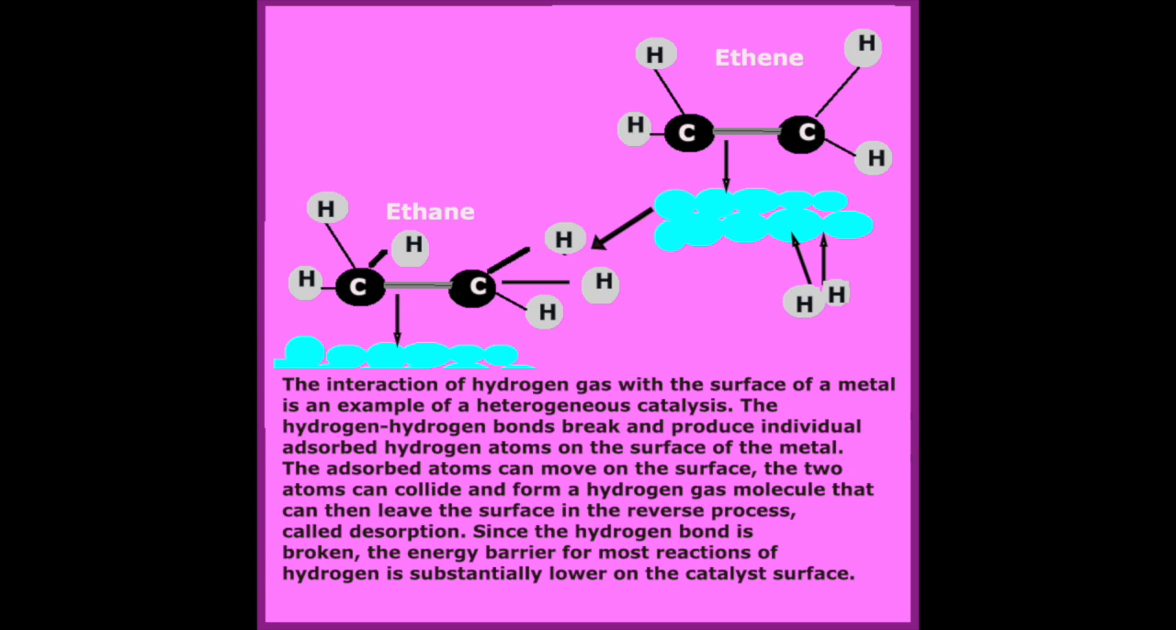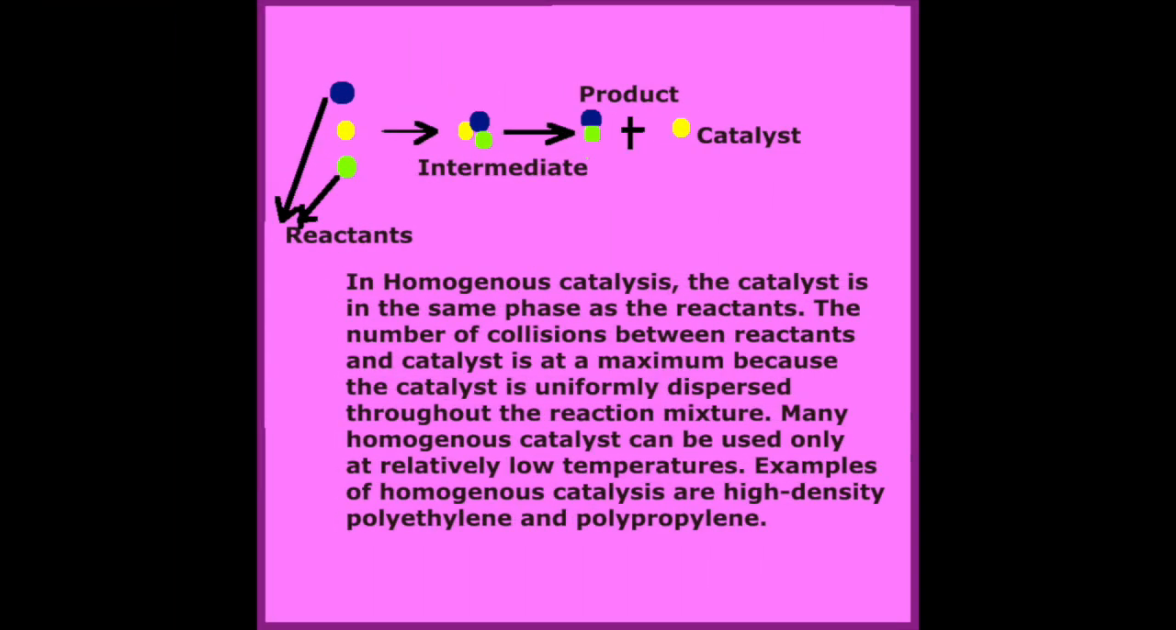The adsorbed atoms can move on the surface. The two atoms can collide and form a hydrogen gas molecule that can then leave the surface in the reverse process, called desorption. Since the hydrogen bond is broken, the energy barrier for most reactions of hydrogen is substantially lower on the catalyst surface. In homogeneous catalysis, the catalyst is in the same phase as the reactants.